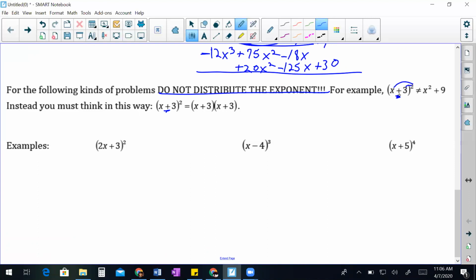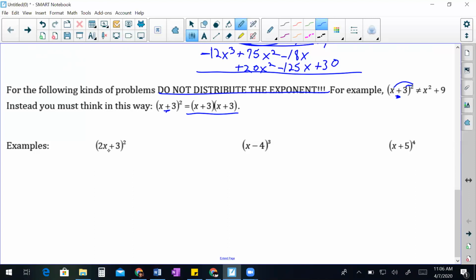What does anything squared mean? It means that number times itself. So x plus 3 squared does not equal x squared plus 9. It equals x plus 3 times x plus 3. So let's look at the first example: 2x plus 3 squared. Do not distribute the exponent.